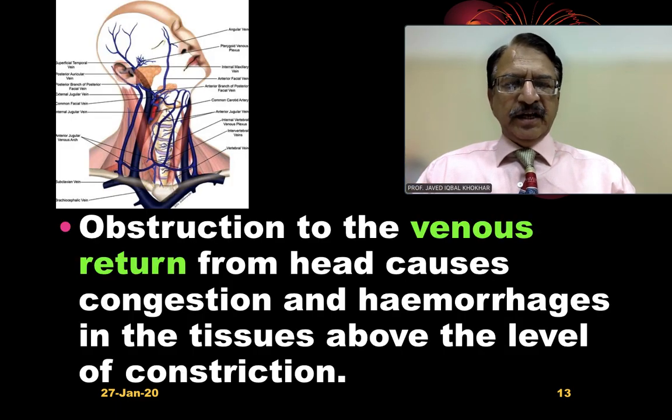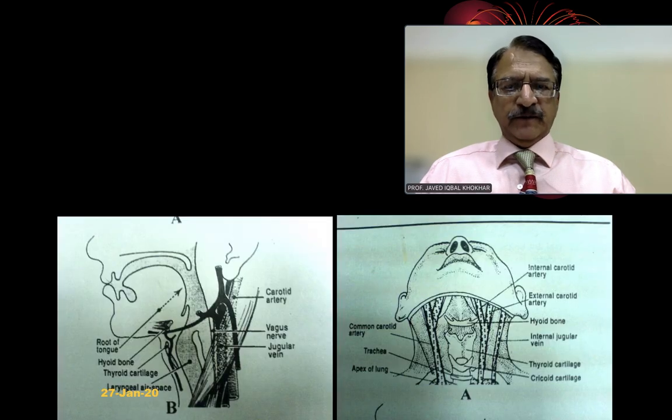Then there are the veins, the venous return. You can see in the picture there are venous complexes which are draining blood from the head and neck towards the heart. And when there is compression which occludes the flow of blood in the veins, it causes congestion and even hemorrhages above the level of constriction, because the pressure rises above the point of compression.